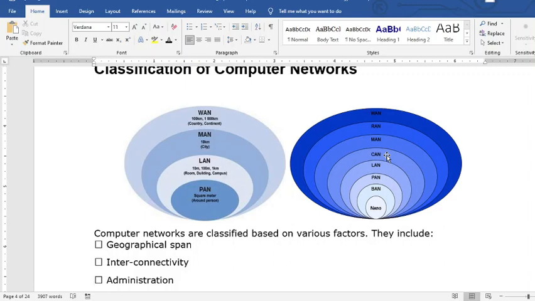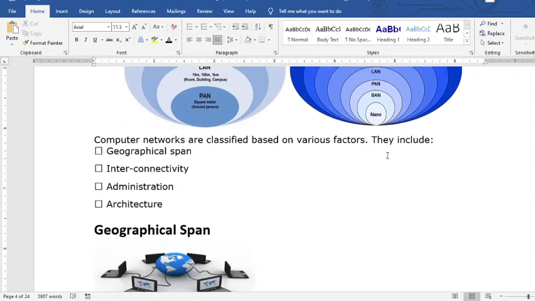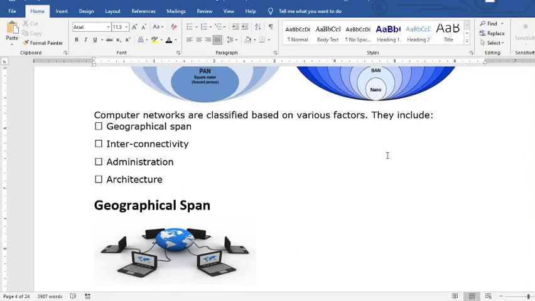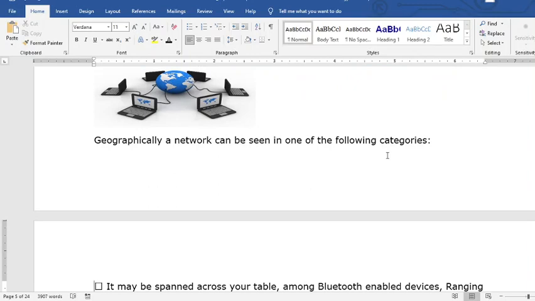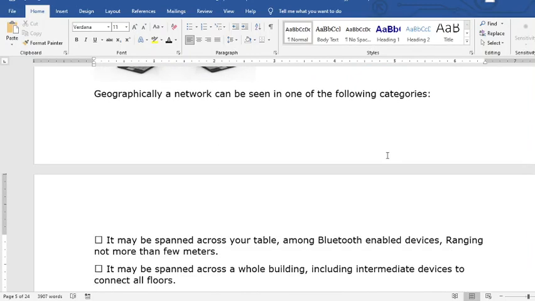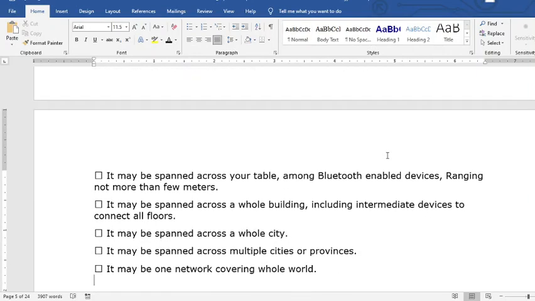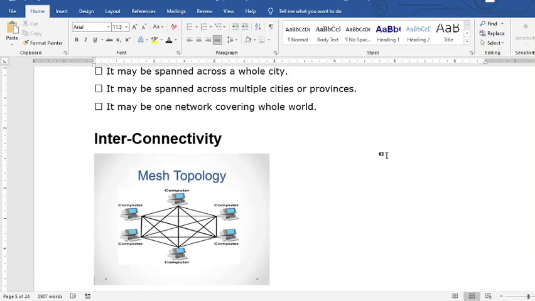Computer networks are classified based on various factors. Geographical span, meaning how big it is and what the coverage will be; interconnectivity, and how we're going to connect each of those networks. The third part is how you're going to manage it, and how you are able to set up what we call an architecture. For the geographical span, it may range from a few meters across a table, to a whole city, a whole province, or even the whole world.